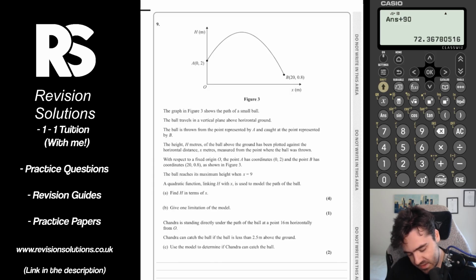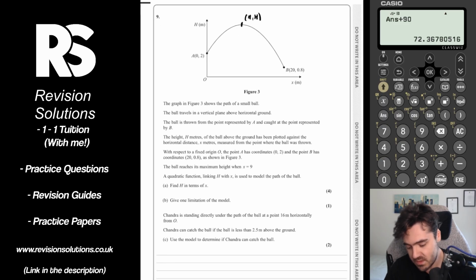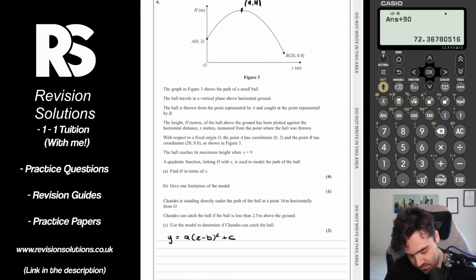It says the ball reaches its maximum height at x equals 9. Let's mark that on. That's coordinate 9, and we don't know the h. Find h in terms of x. Because we've been given that x coordinate, that's useful to get the form, because we can think about the completed square form. Any quadratic can be written in this form, and if the highest point occurs at 9, that means our b must be equal to 9.